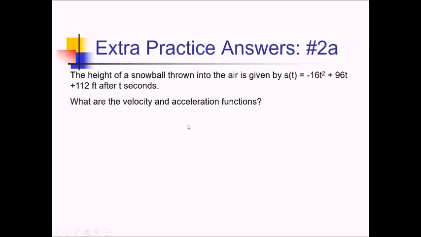For this collection of problems, we have a snowball being thrown in the air, and the height is given by this s of t function. First task is to find the velocity and acceleration functions. So velocity, which I'll call v of t, that is going to be the derivative of height in this case, or s prime of t, which is going to be negative 32t plus 96. And then for acceleration, that's going to be the derivative of velocity, or the second derivative of s, either way, and that's going to be negative 32.